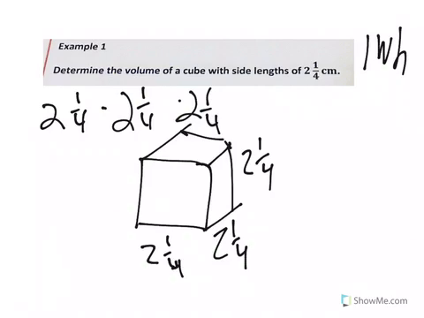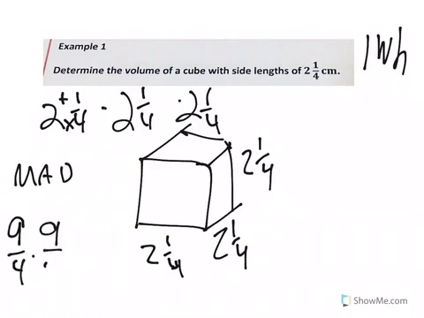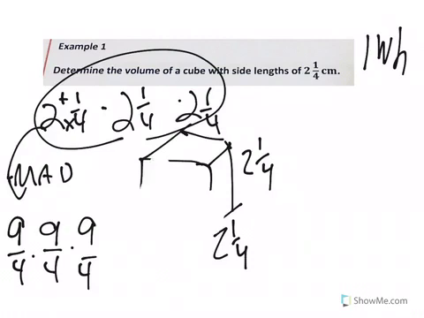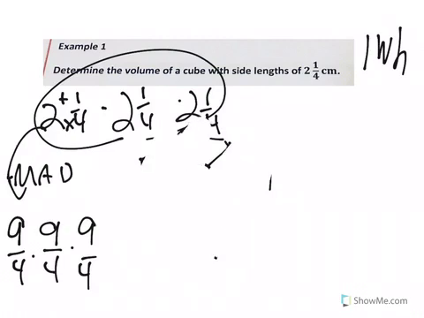To simplify that, I'm going to use my MAD formula, which is multiply, add, and the denominator stays the same when I go from a mixed number to an improper fraction. 4 times 2 is 8, plus 1 is 9, so we end up with 9/4 times 9/4 times 9/4. I say that because we have 3 of these, and each is 9/4.